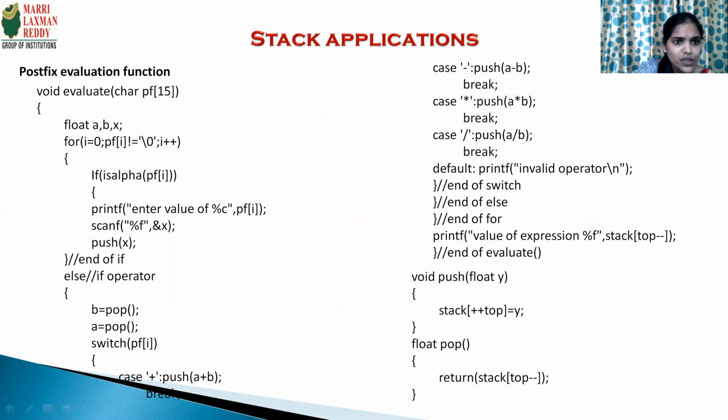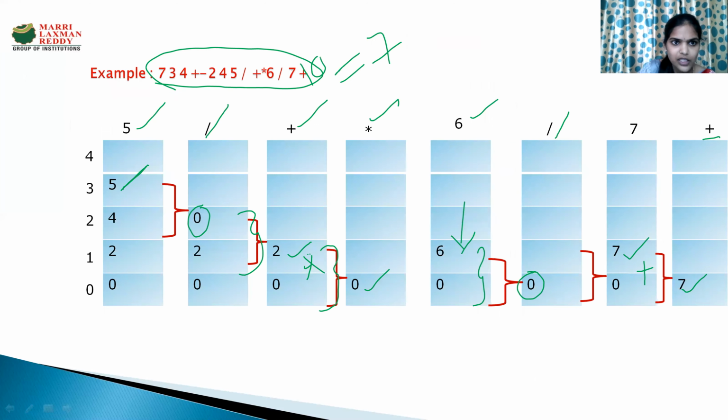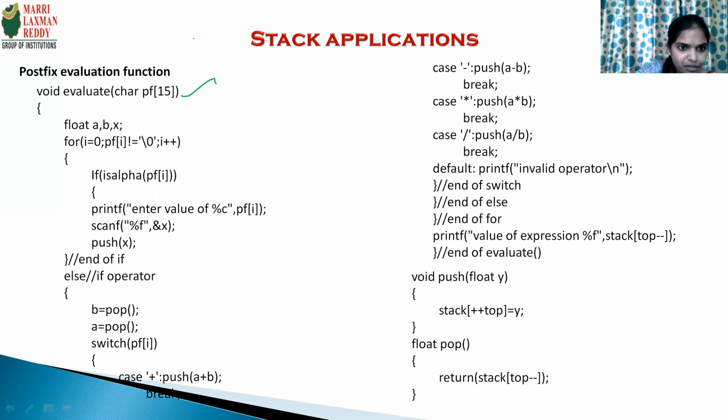Here we have to scan this postfix expression from left to right, till we get the null character, that is from initial i equal to 0 till the last character. Now if the postfix character is an alphabet, then I have to push it onto the stack. Else if I get an operator, I have to pop the last two operands and perform the operation. If it is a plus, I have to perform addition.